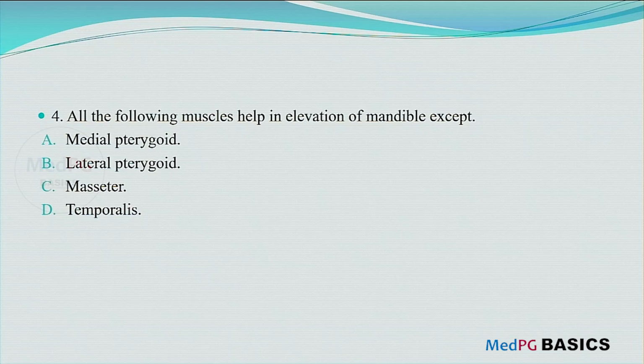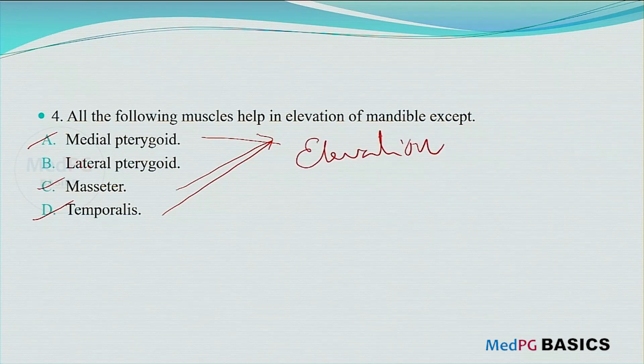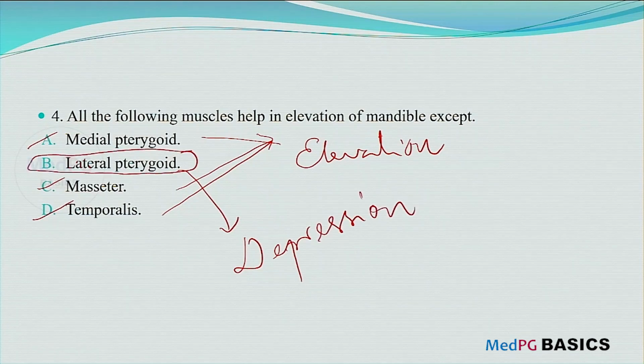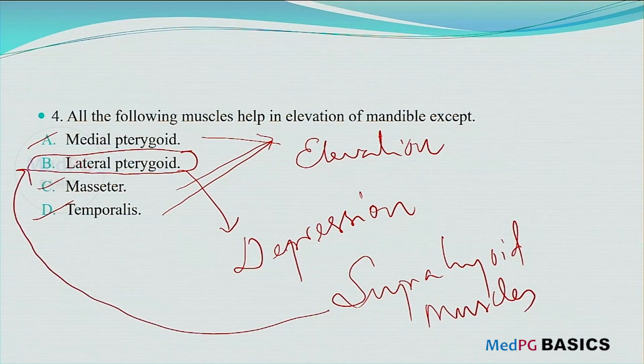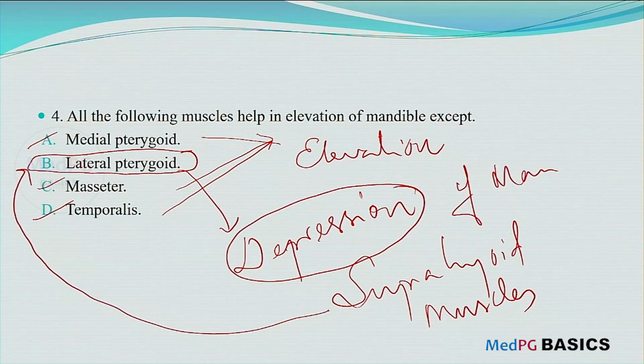Now going on to the next question. All the following muscles help in the elevation of mandible except. So you should remember, among the 4 muscles of mastication, the temporalis, masseter and the medial pterygoid all help in elevation of mandible. And the only muscle that helps in depression of mandible is lateral pterygoid. So this lateral pterygoid muscle, along with the suprahyoid muscles in the neck, helps to bring about depression of mandible. So that should be the answer.